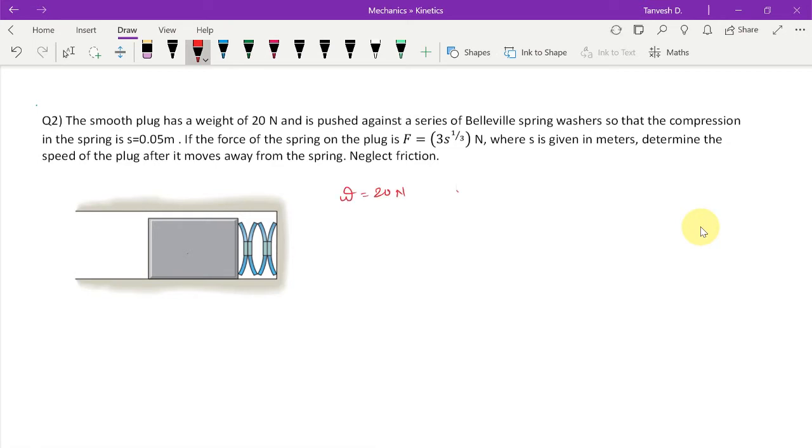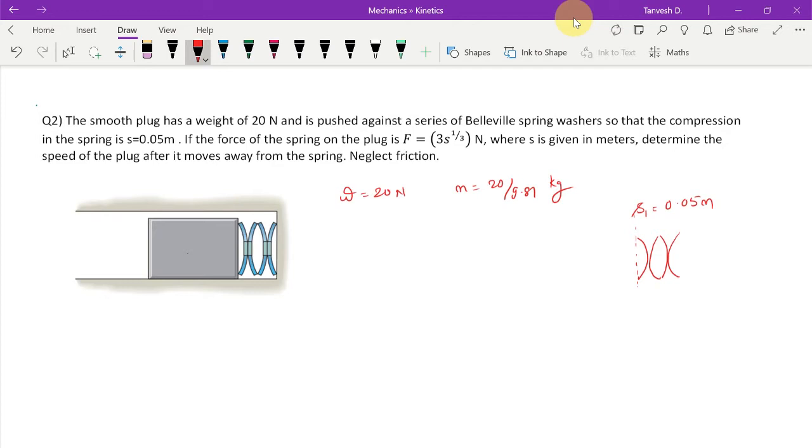So see, what is given is the weight of the plug, 20 newtons. So mass would be 20 by 9.81 kg. Fine. These are your Belleville spring washers, and they are already compressed. Okay. So let me draw here. Now this is already a compressed state. Okay, so I'll say S1 is equal to 0.05 meters, right?